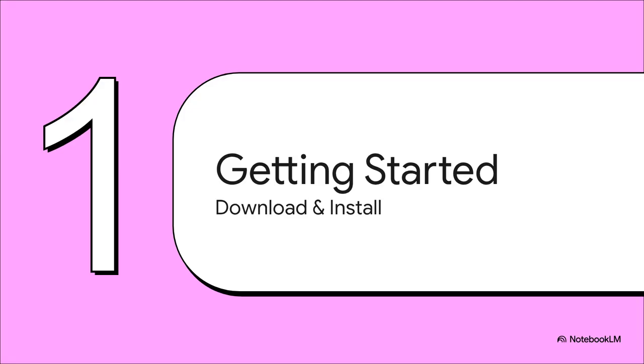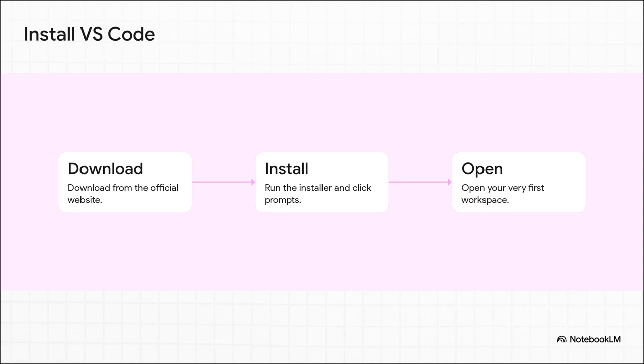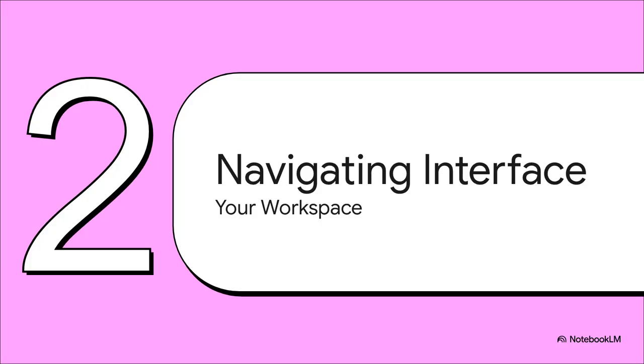Section 1. Getting started. Download and install. Visual Studio Code is the undisputed top editor out there right now, and setting it up is completely pain-free. Getting up and running literally just takes 3 quick steps. Step 1. Download VS Code. Step 2. Run the installer. And Step 3. Open your first workspace. That's it. In under 2 minutes, you are running the exact same foundational software used by professional engineers all over the world.